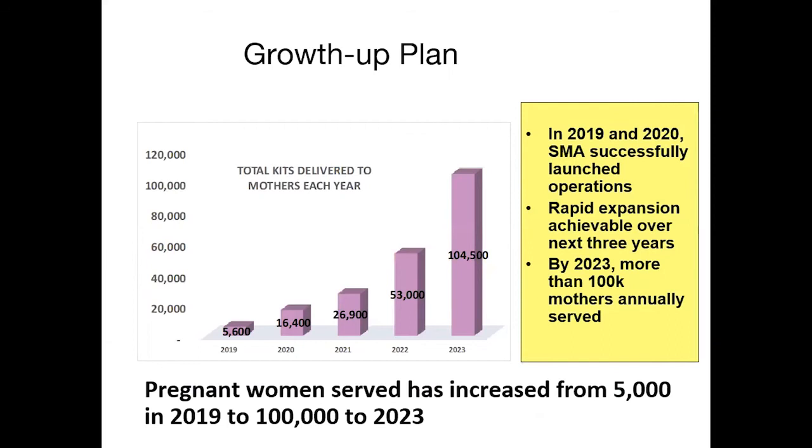In 2019 and 2020, SMA, Safe Motherhood Alliance, successfully launched our operations, and we've seen rapid expansion over the last years. With 5,000 baby delivery kits delivered in 2019, and last year we saw 25,000 baby delivery kits delivered to 25,000 pregnant mothers, we foresee an increase to 100,000 mothers who will be served annually starting from 2023.